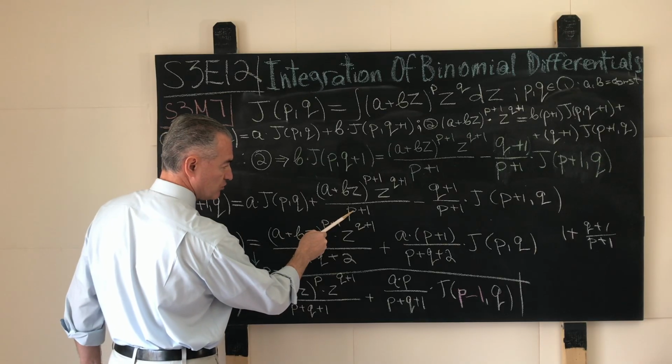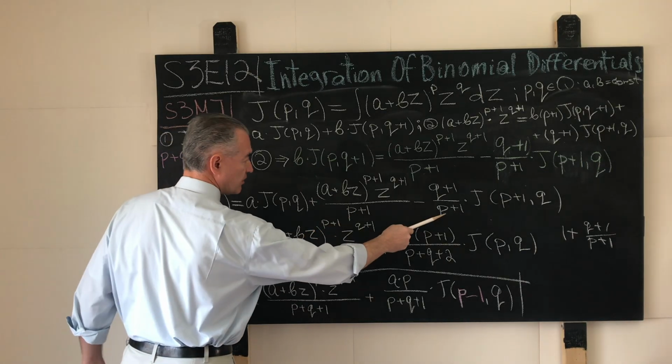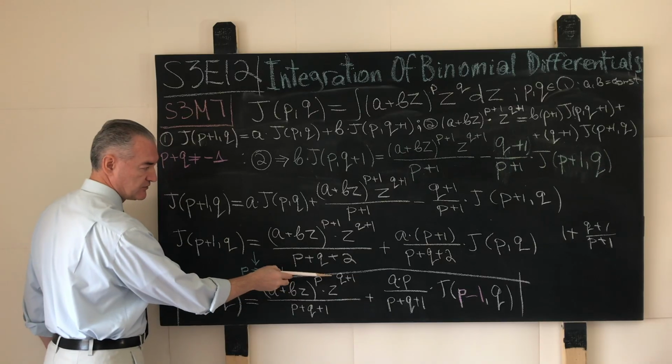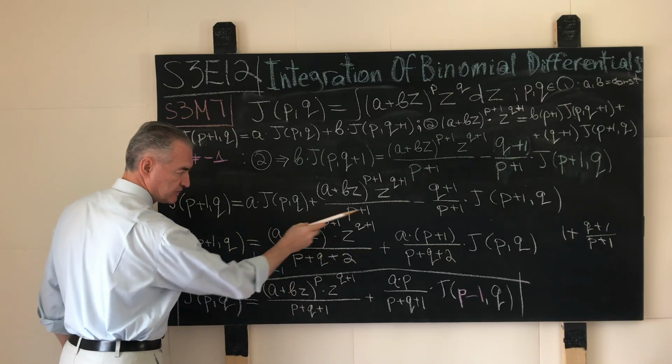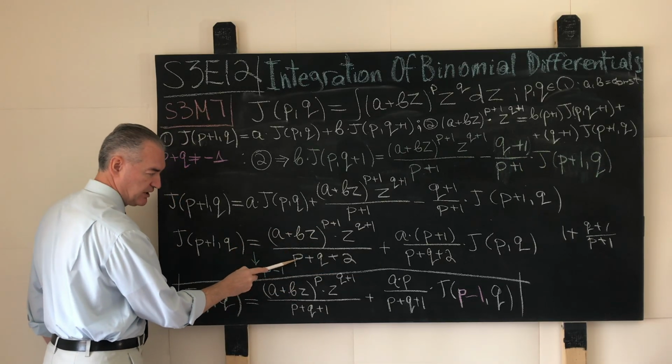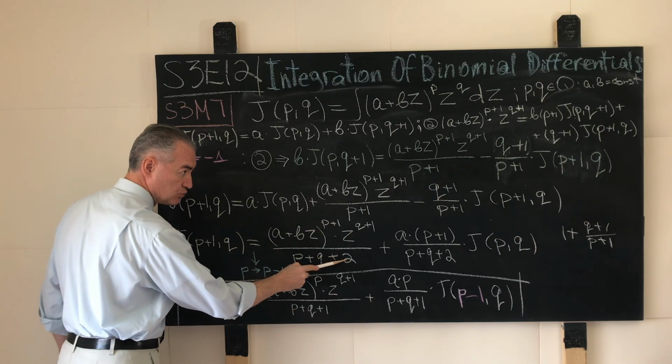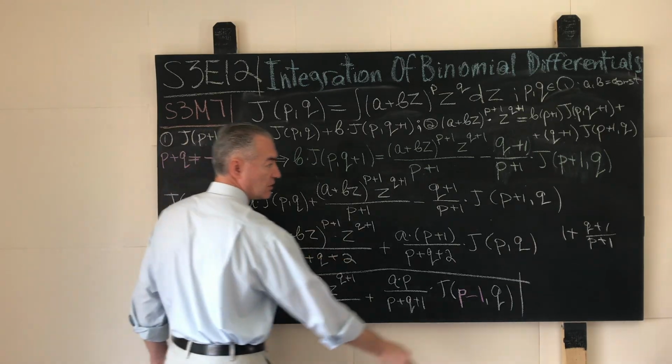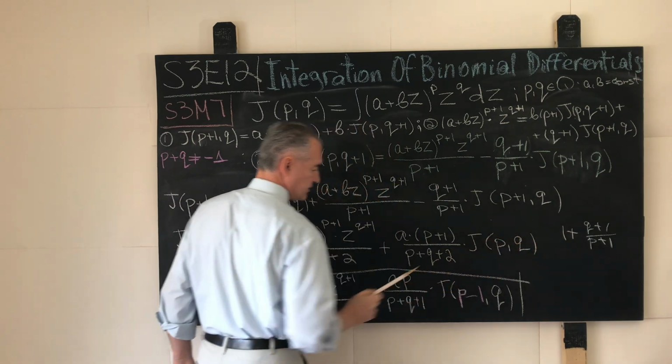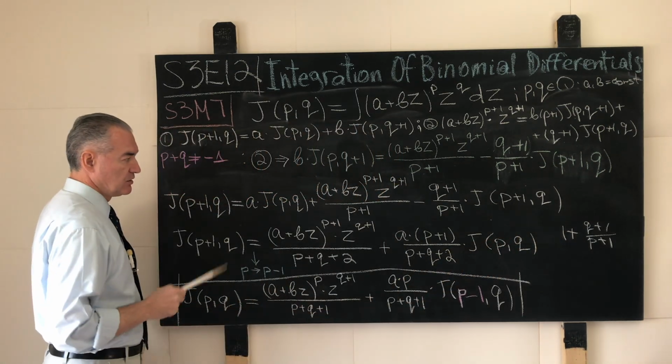This summand overhead already had p plus 1 and p plus 1. They cancel each other out, and that's what we have: our favorite free-floating term, so to speak, divided by p plus q plus 2. Where did this come from? From this summand right here, this sum right here.